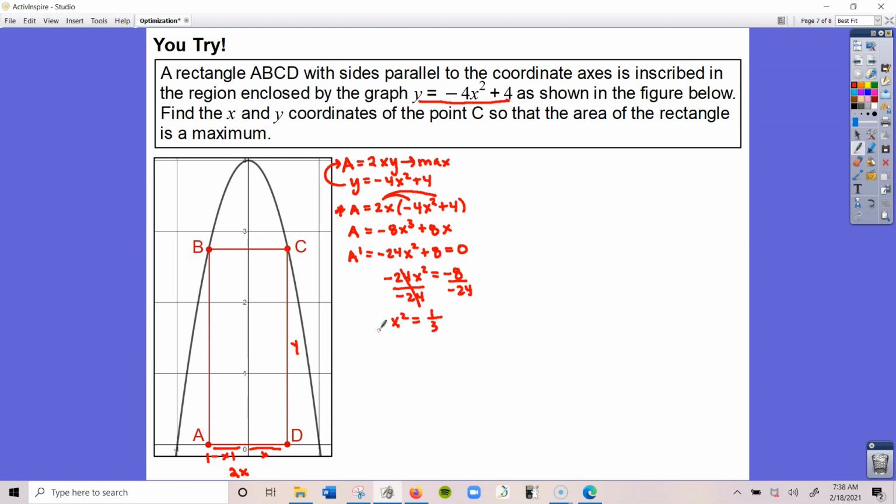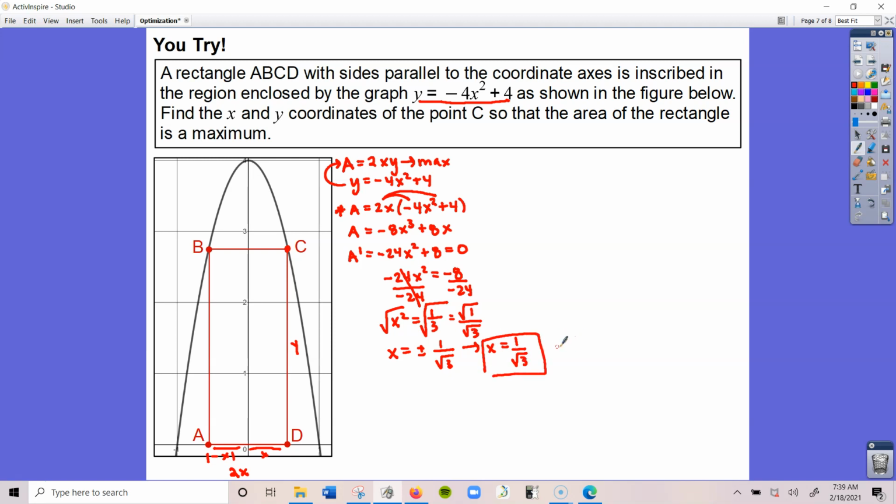And then when you square root, we get that x is equal to plus or minus 1 over the square root of 3, since the square root of 1 over 3 is the same thing as saying the square root of 1 over the square root of 3. Now, I have your plus or minus. However, we're trying to find the coordinates for C, and C is on the positive x-axis. Therefore, my actual critical number that I'm concerned about is the positive 1 over square root of 3.